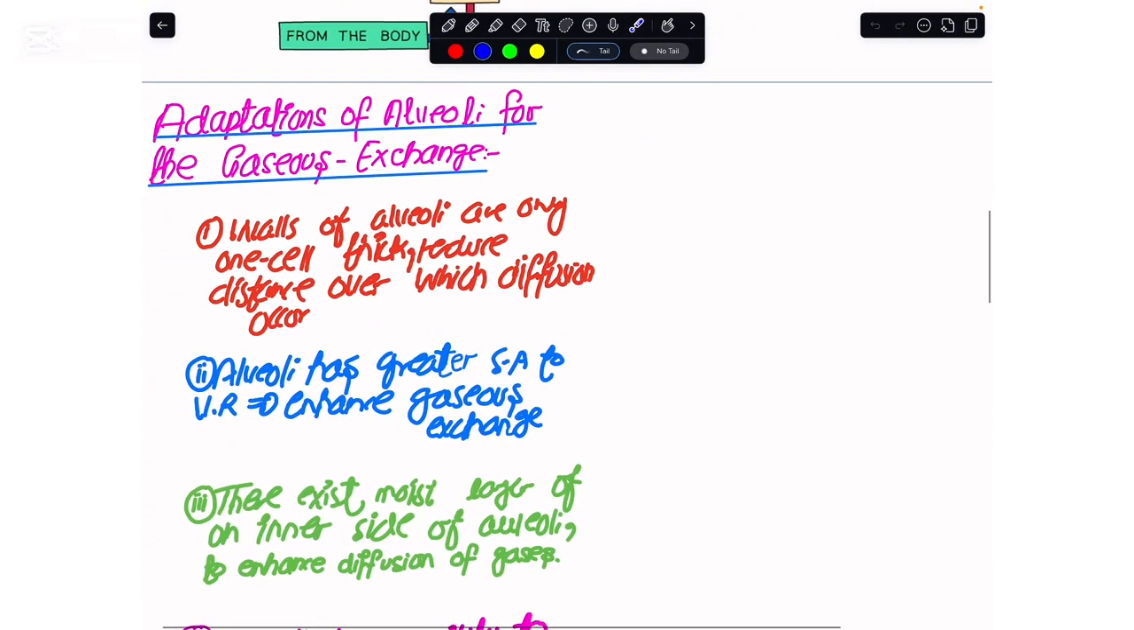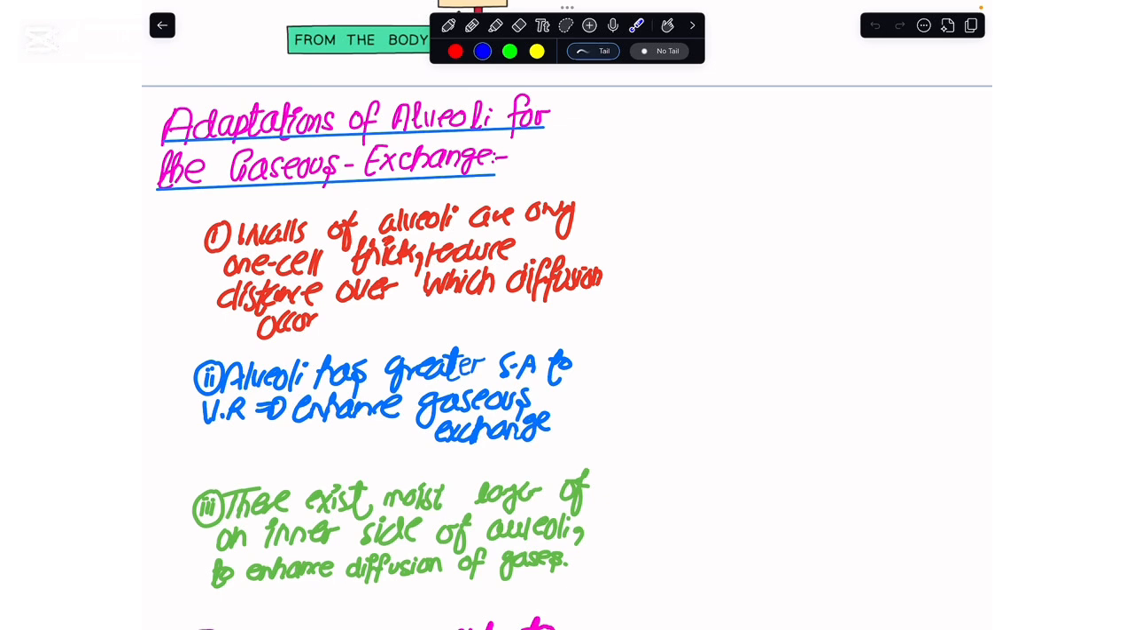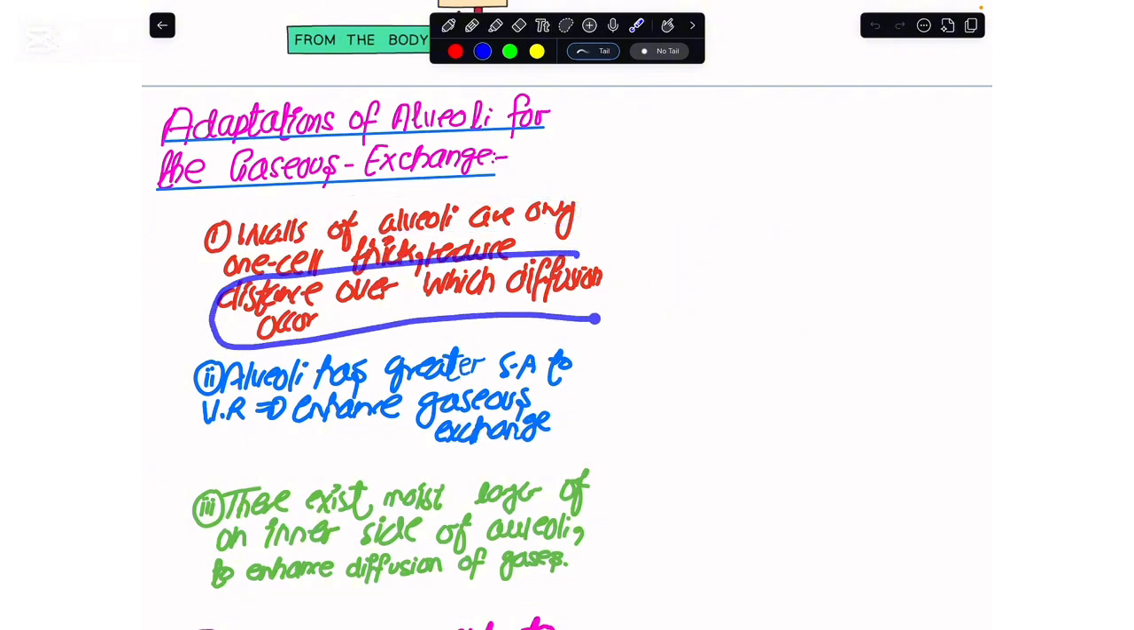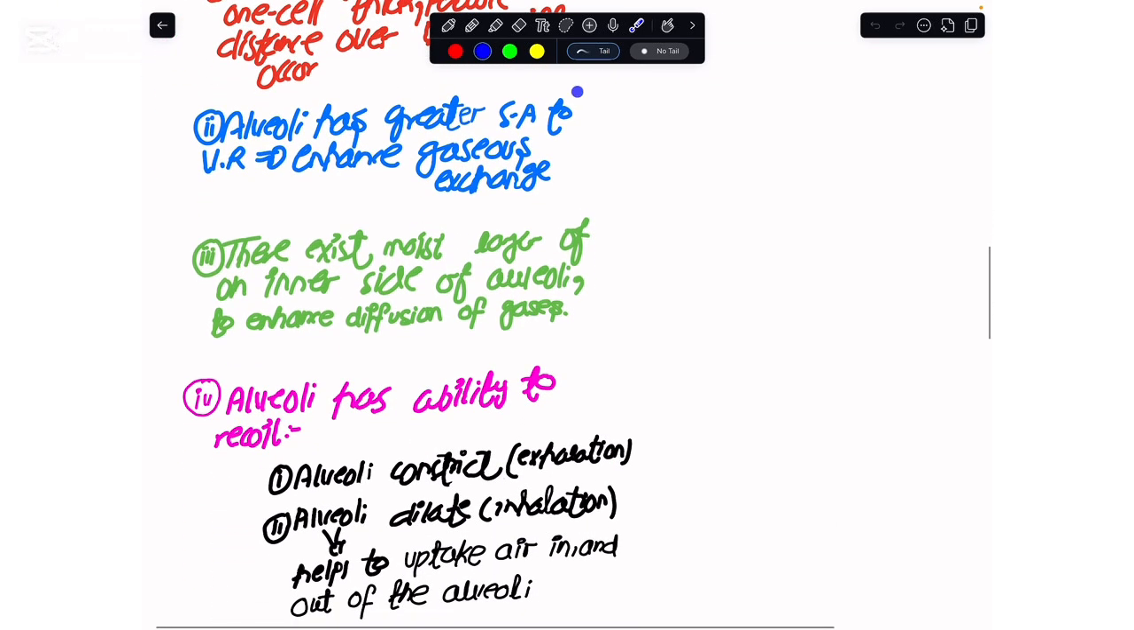Another important point is that we must tell our examiner how the alveoli are adapted for gaseous exchange. The alveoli are very thin, made up of a single layer of cells. This makes the wall of the alveoli one cell thick, which reduces the distance for the diffusion process. The other thing is that the alveoli have a greater surface area to volume ratio, and that again enhances the gaseous exchange.